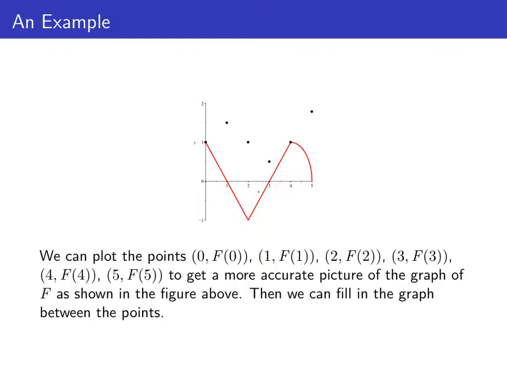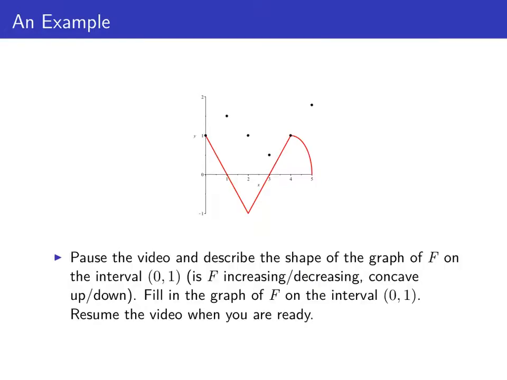And all we have to do now is fill in regions in between these points to get a really accurate graph of big F. So for example, use the information we know about big F. Remember earlier we determined where big F is increasing and decreasing, concave up and concave down, to fill in the graph of big F on the interval from 0 to 1. Pause the video to do that and then resume when you're ready.